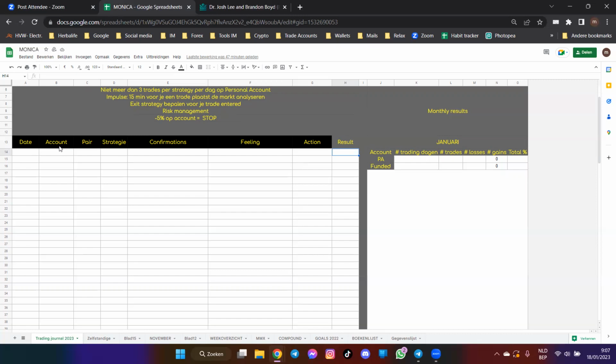Here we have the date, the account, because I also have a funded account. So I can type either private or funded, the pair I traded, which strategy I used, the confirmations I had to get in the trade, and the feeling I had, because trading is also emotional, and I still have that as well. It didn't go away yet. I don't know if it ever will, but there are feelings attached to it. So I write them down as well. If I hit a loss, I say, oh, I got scared that I would miss this trade. And I just write that here.